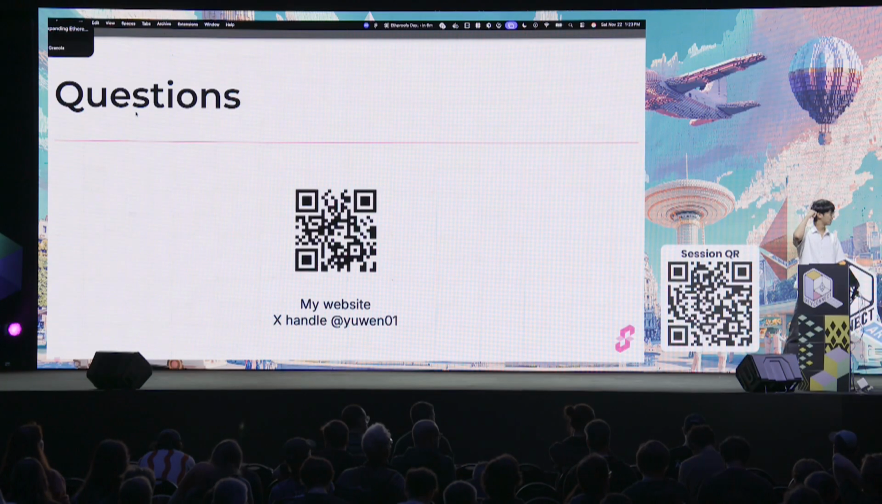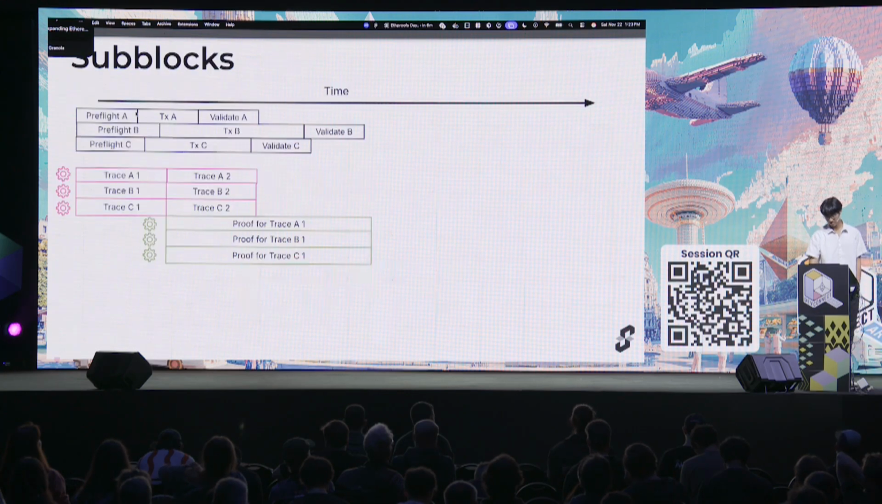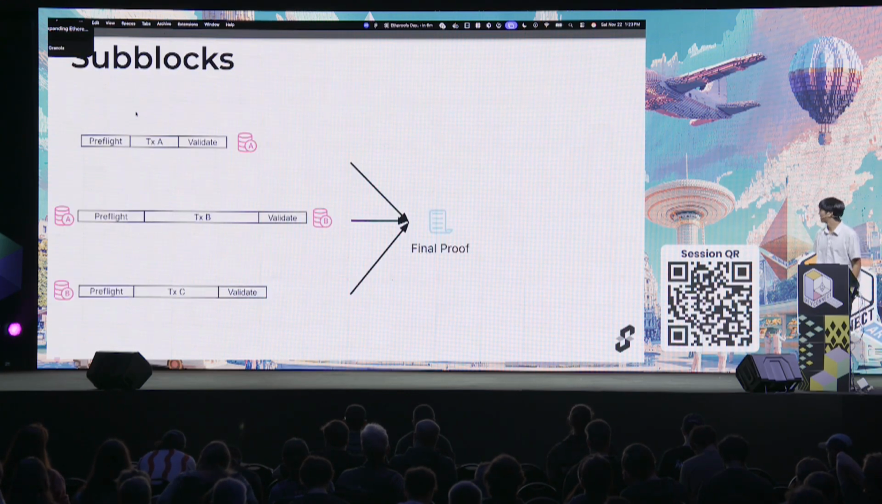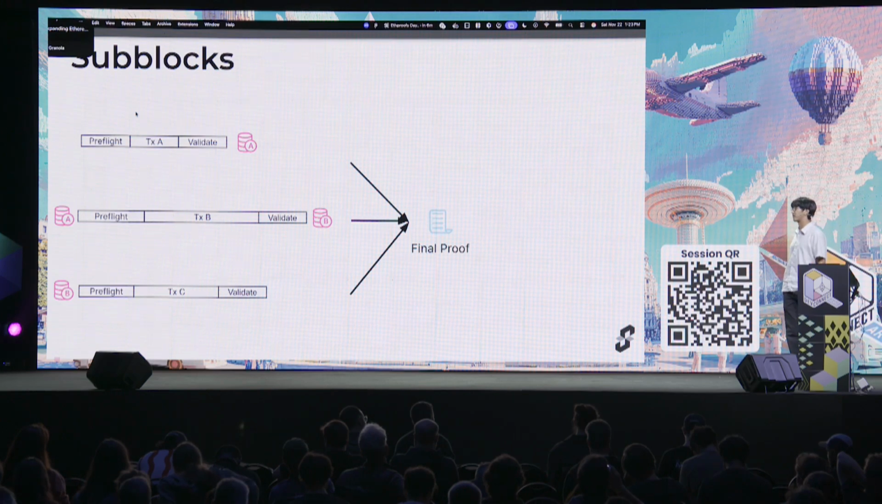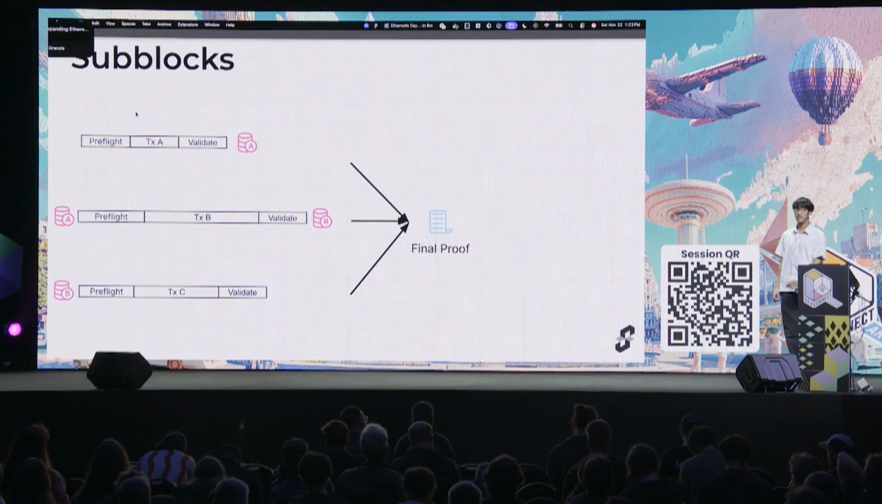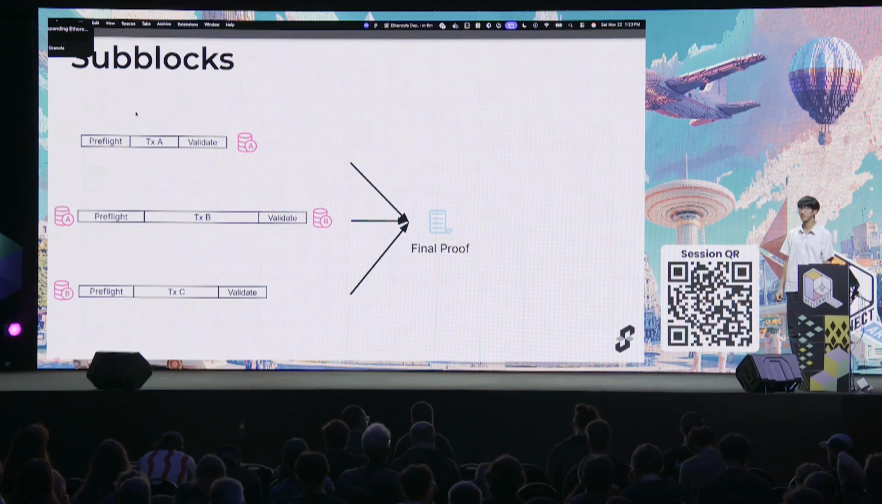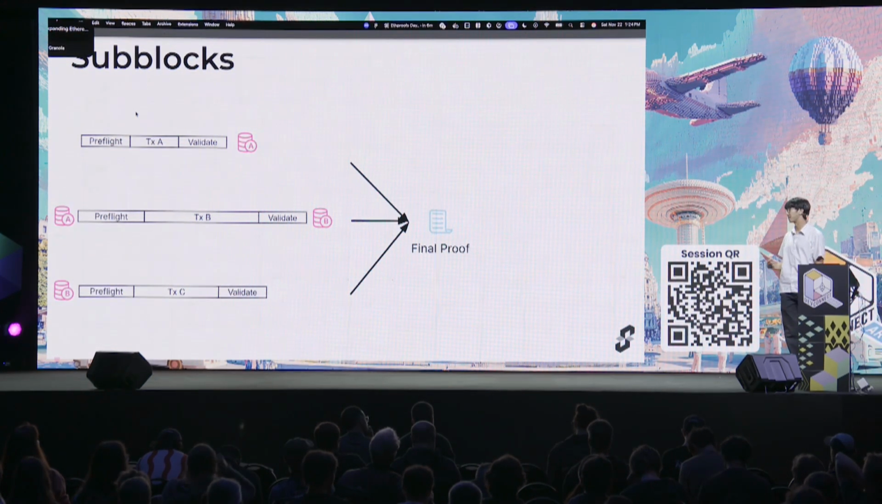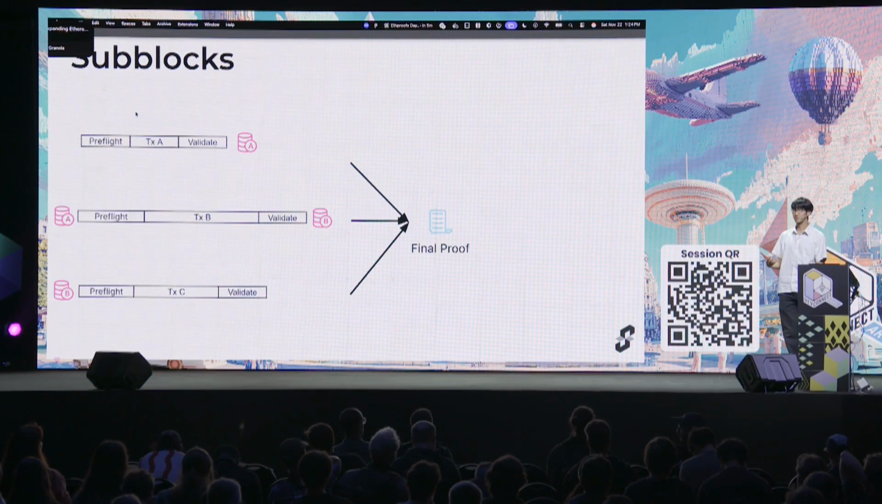Next question. Do the subblock access lists also contain Merkle tree nodes? Let me go back to my slide. So yes, basically you're asking what is the composition of storage A, storage B, and yes, they are Merkle tree commitments of the touched state within each subblock. This is a great point to mention that this Merkleization step actually does add a lot of overhead for the subblock technique, because you're Merkleizing the same stuff in every preflight and the same stuff in every validation. But at a high level, that's what's going on.